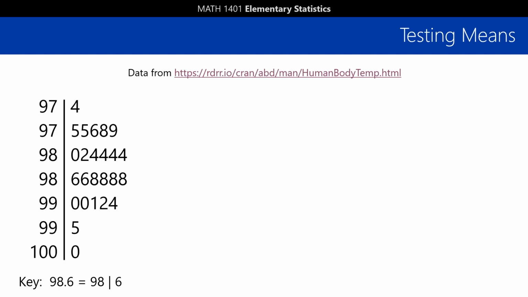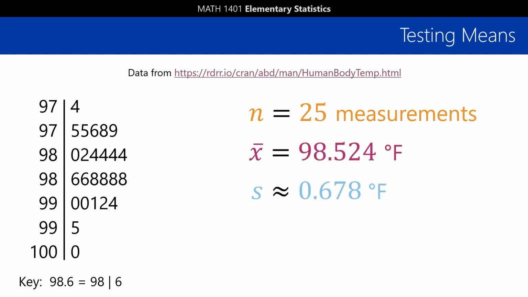It's actually given as a stem plot. Remember those? With a sample of 25 temperature measurements ranging from 97.4 degrees Fahrenheit to 100 degrees Fahrenheit. With a little work, we can find that the sample mean is 98.524 degrees Fahrenheit, and the sample standard deviation is about 0.678 degrees Fahrenheit. Now, can we use this data to perform a hypothesis test?